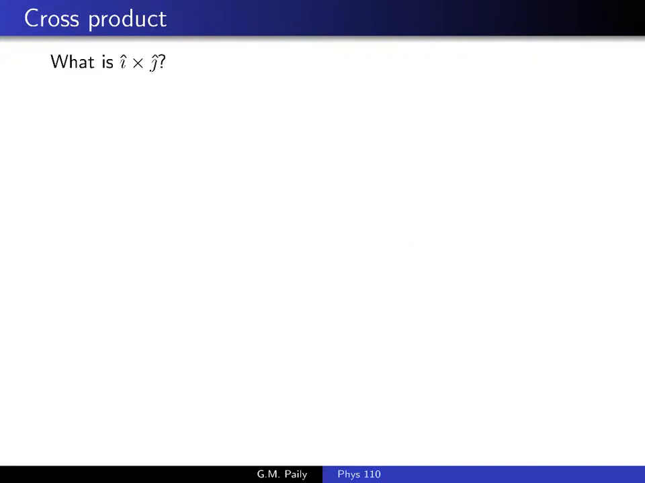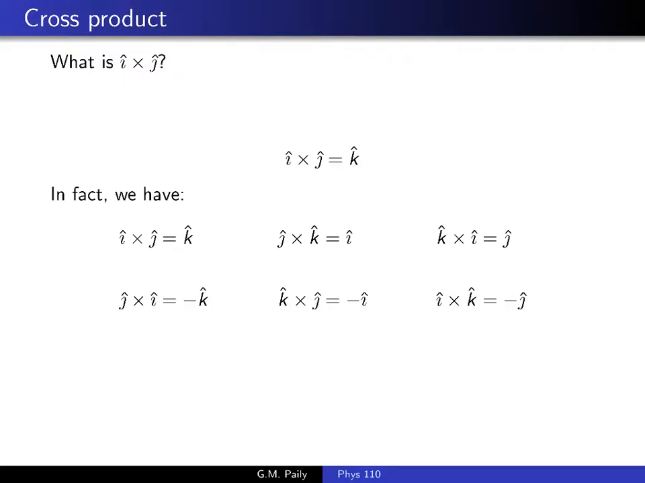What is i cross j? Here are some options. Pause the video a moment and try and remember, or try and calculate. The next slide shows the answer, and the answer is i cross j is equal to k. If we look at other combinations, we see i cross j is equal to k, j cross k is equal to i, k cross i is equal to j.